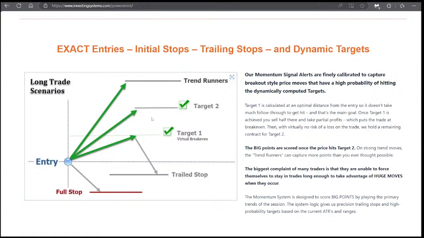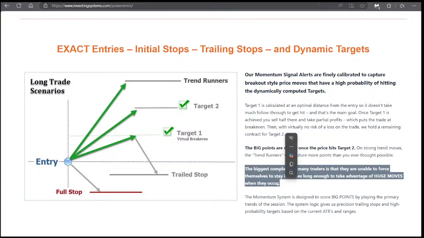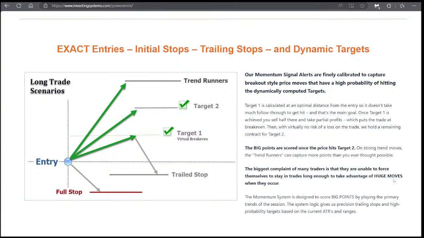which will be significant points, and then occasionally we'll get a trend runner day like today as an example, and you can score more points than you ever imagined. The biggest complaint, check this out, the biggest complaint of many traders is that they're unable to force themselves to stay in trades long enough to take advantage of huge moves. And quite frankly, this system has sort of a little bit of a psychological factor to it.